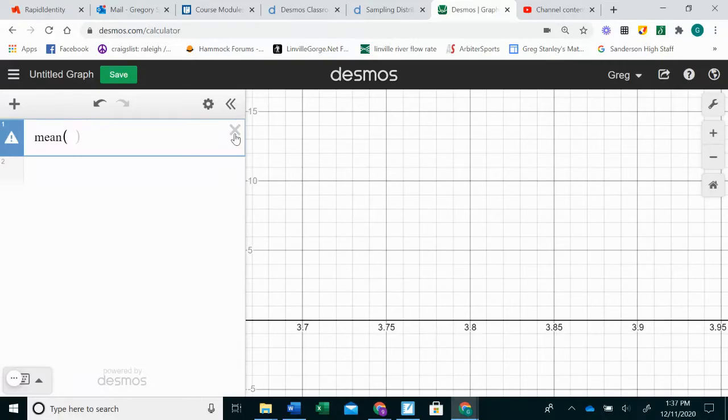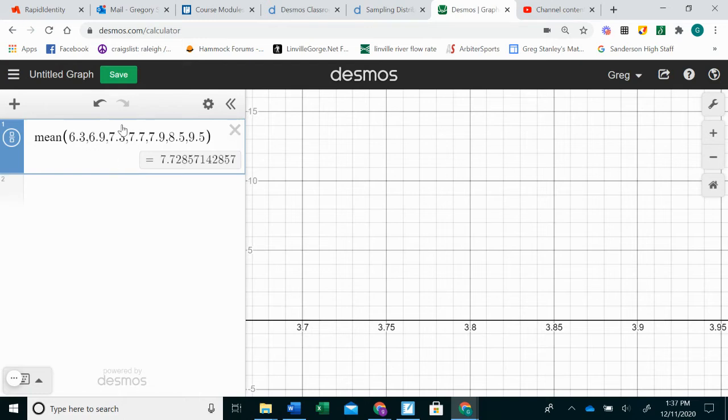So if we type in our numbers, 6.3, 6.9, 7.3, 7.7, 7.9, 8.5, 9.5. So I've calculated the mean of all of that data, and we've calculated the mean to be about 7.729. I'm going to go 3 decimal positions since we're not talking about money. So I'm going to use 7.729 as the mean.